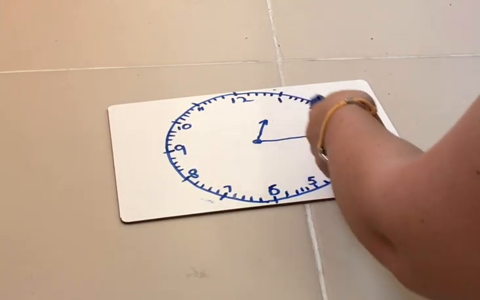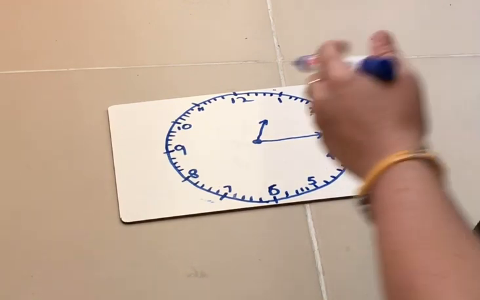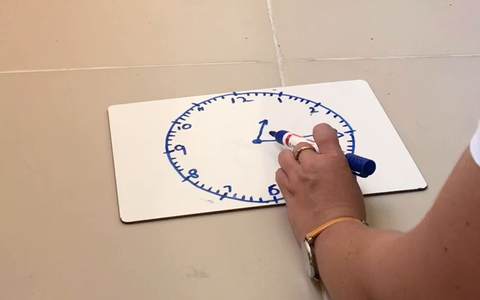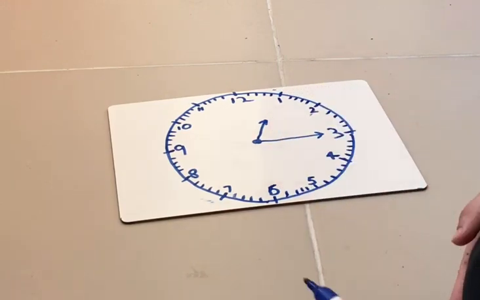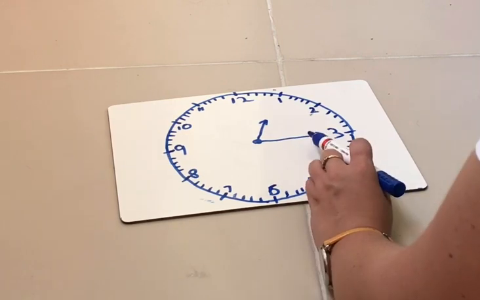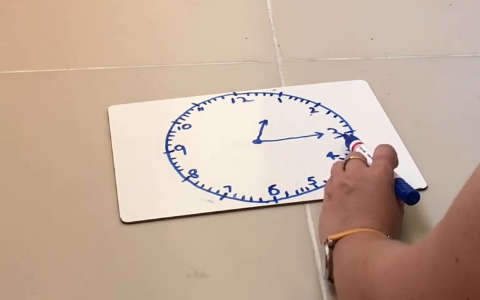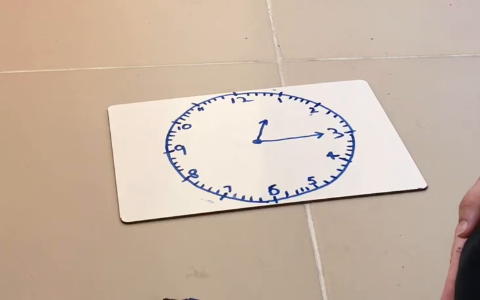Here we have 1:15. So my shorthand, the hour hand, is telling me what hour of the day it is, and it is 1 o'clock. And my minute hand, the longer hand, is pointing at the number 3. This means it is quarter past the hour. I'll show you again how it is linked to our fractions or our pizza slices.